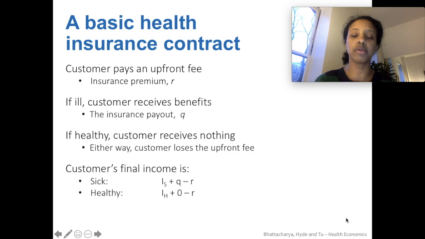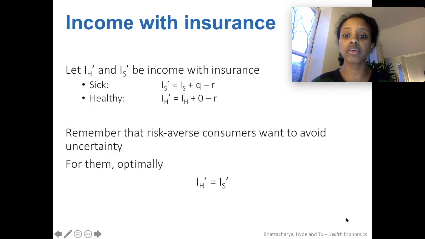upfront premium fee. So your final income is income when you're sick, I sub S, plus Q, that payout, minus the premium R. Or when you're healthy, I sub H, plus zero payout, but either way, minus the premium R. I sub S and I sub H will be different for two reasons. When you're sick, you're going to lose money due to paying for medical bills, and potentially because you can't go to work, and so you might lose income through that. So Q should be able to compensate you for those losses.